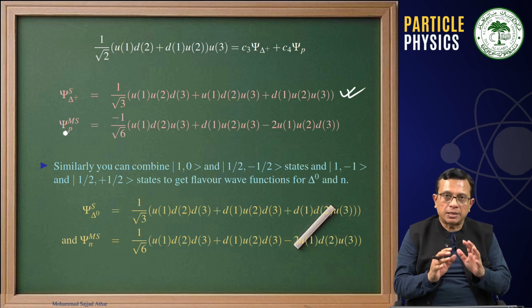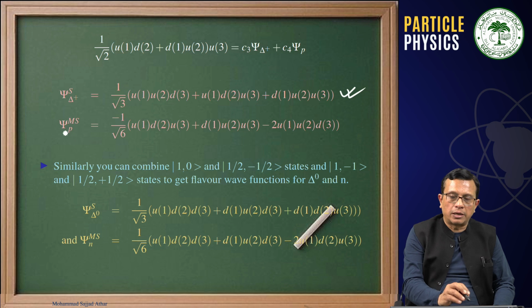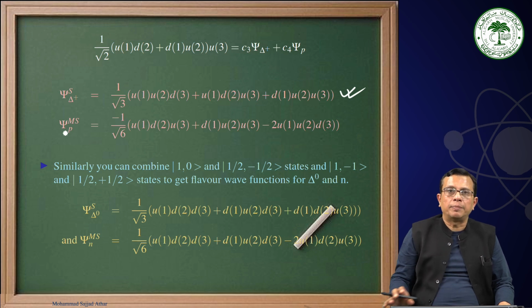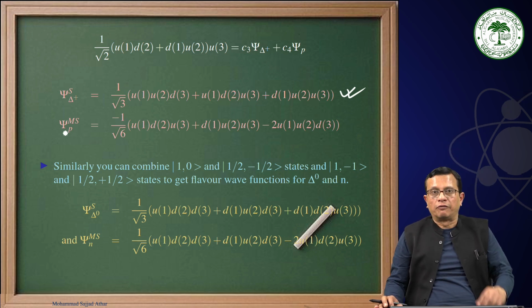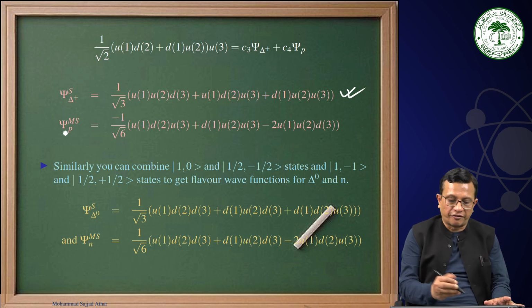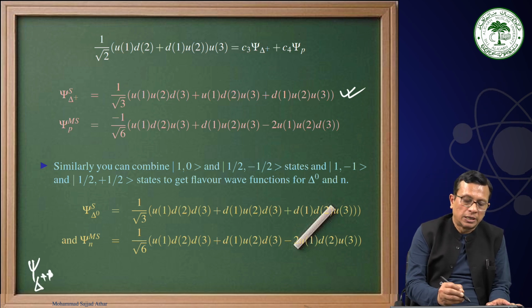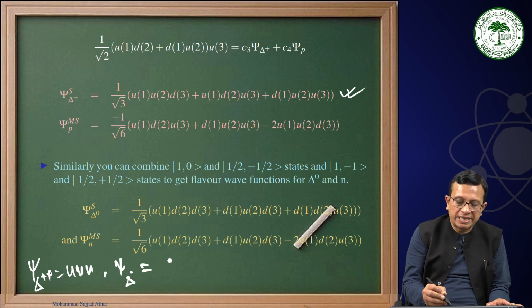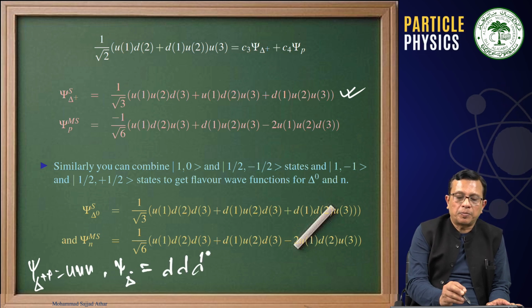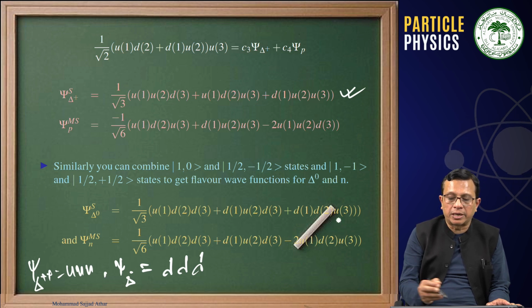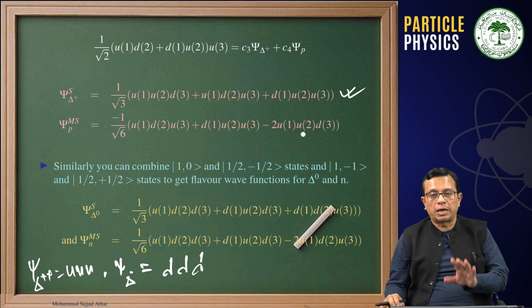Therefore, when we are considering these objects, we find that the proton and neutron wave functions are mixed symmetric wave functions, while all the deltas are basically symmetric. Delta plus, if you recall, was all u's, delta minus was all d's, and delta plus is this, again symmetric. Delta 0 is symmetric, while proton and neutron are mixed symmetric.